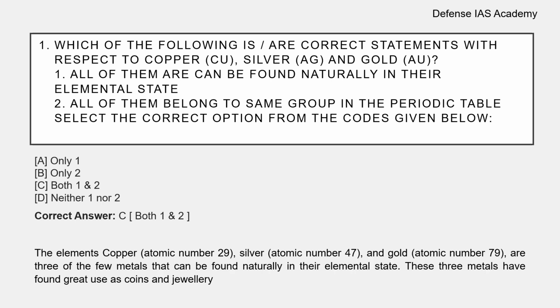The element copper with atomic number 29, silver with atomic number 47 and gold with atomic number 79 are three of the metals that can be found naturally in their elemental state. They have many uses in coins and jewelry.